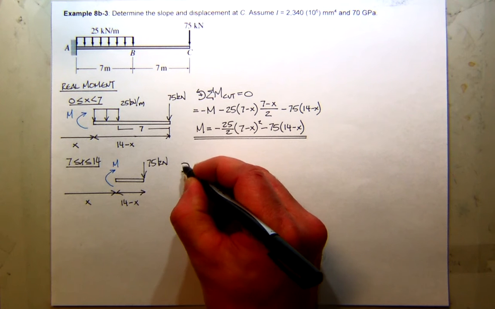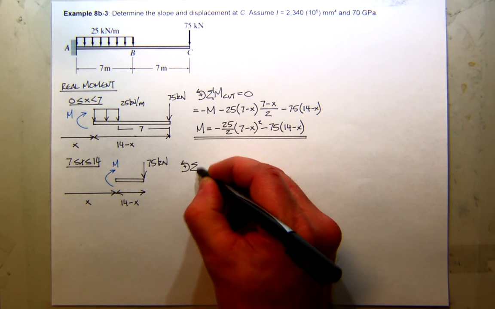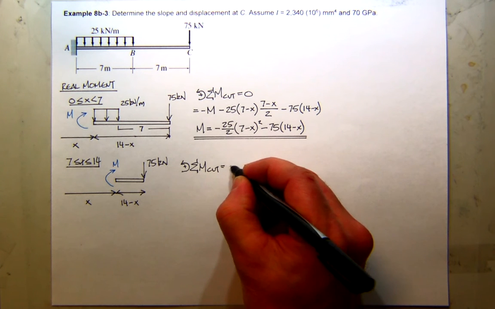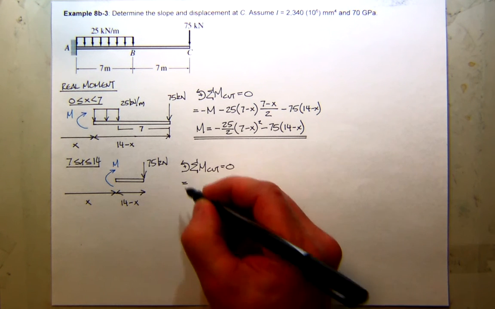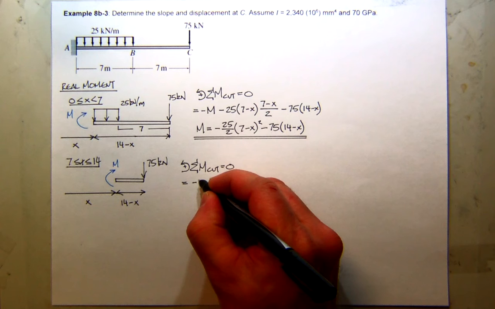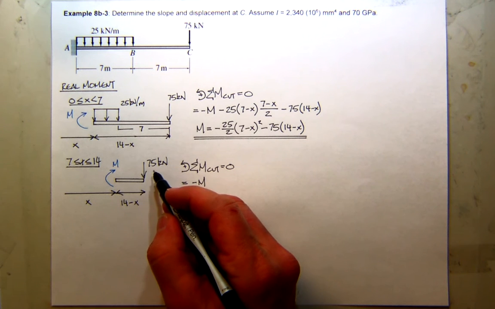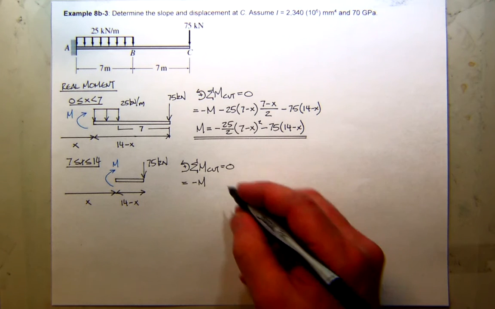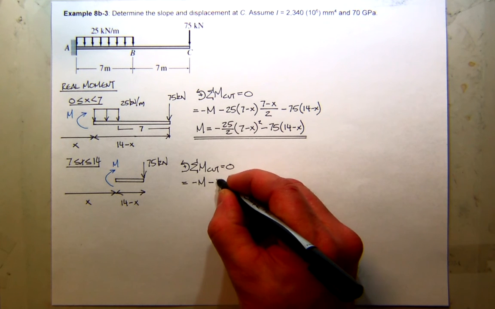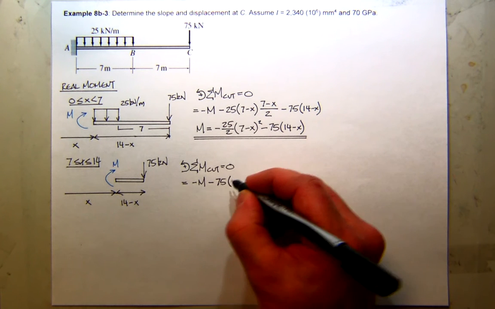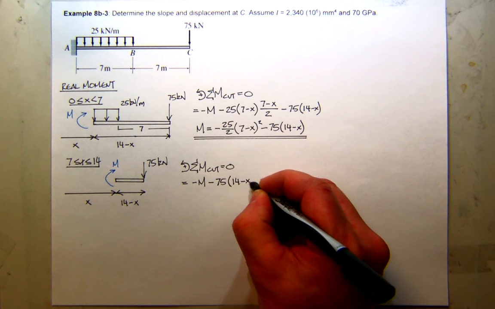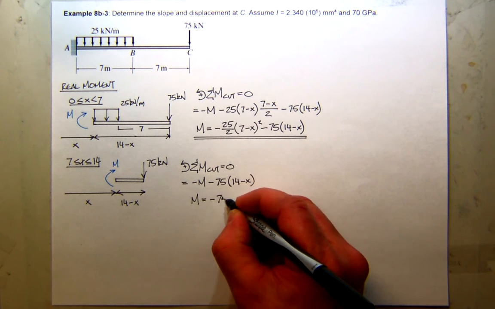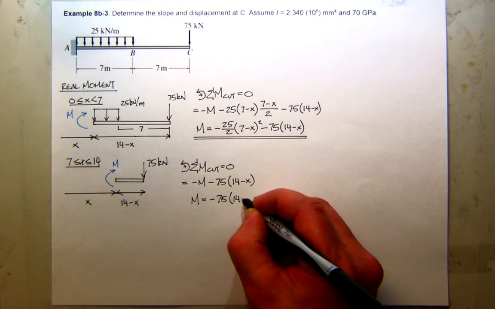And that's not too bad. So we'll sum moments at the cut. It's equal to 0. So what do we get? Well, that's a negative moment. The 75 kilonewton force creates what kind of moment about the cut? Positive or negative? Also negative. So we'll have 75 times a distance of 14 minus x. So it looks like the moment there is negative 75 times 14 minus x.